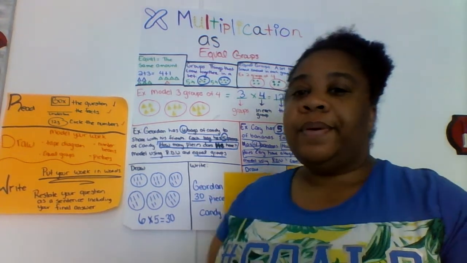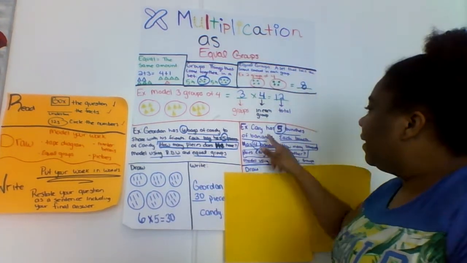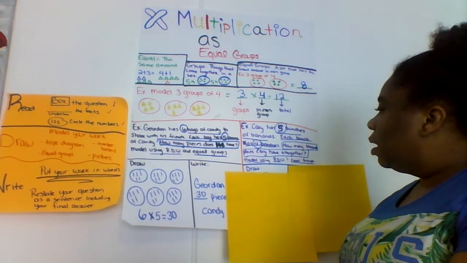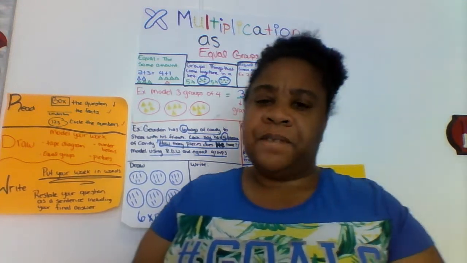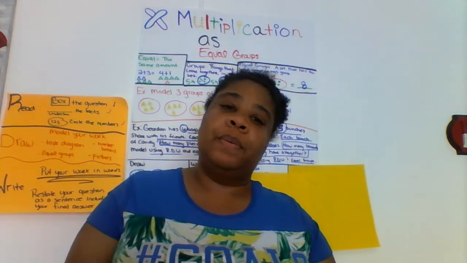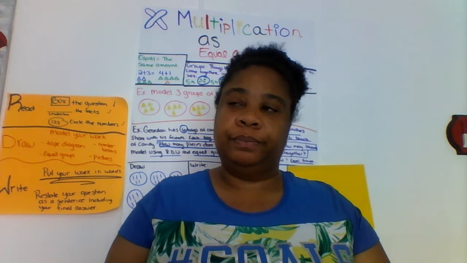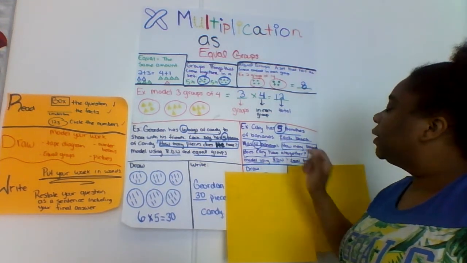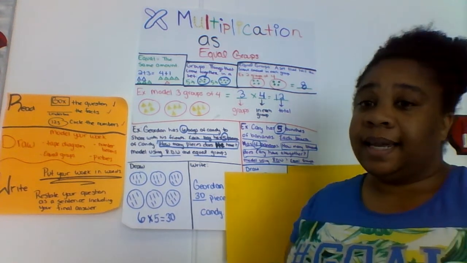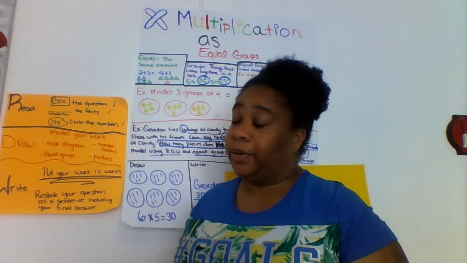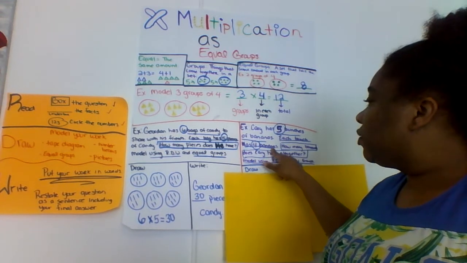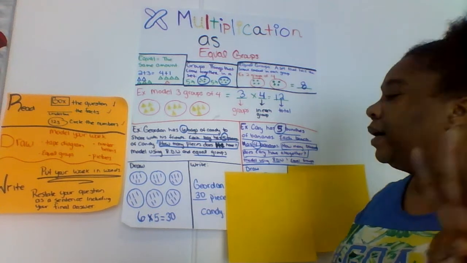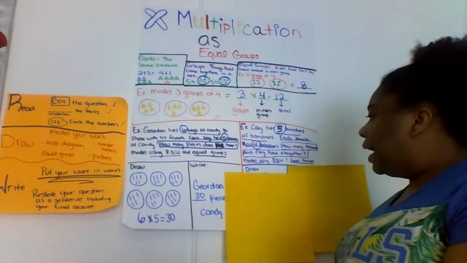Now, here we are drawing. We have Carrie has 5 bunches of bananas. Each bunch has 4 bananas. Are we going to do 5 groups of 4 or would we do 4 groups of 5? Yep, you're right. We're going to do 5 groups of 4 because a bunch, again, tells us that's basically a group because each group has 4 in it. Each group doesn't have 5 in it. Each group has 4 in it. So I'm going to make 5 groups.